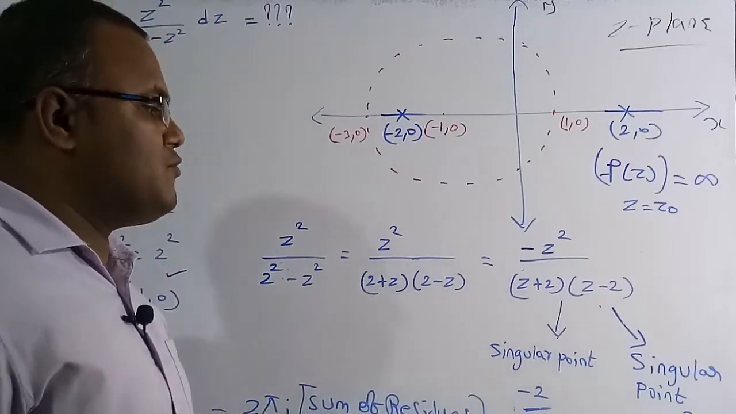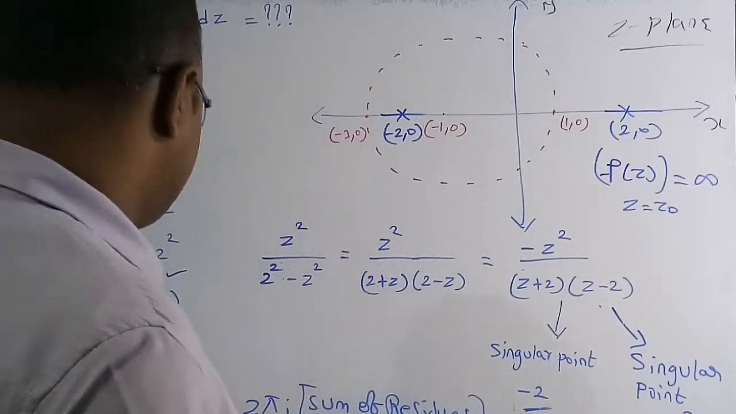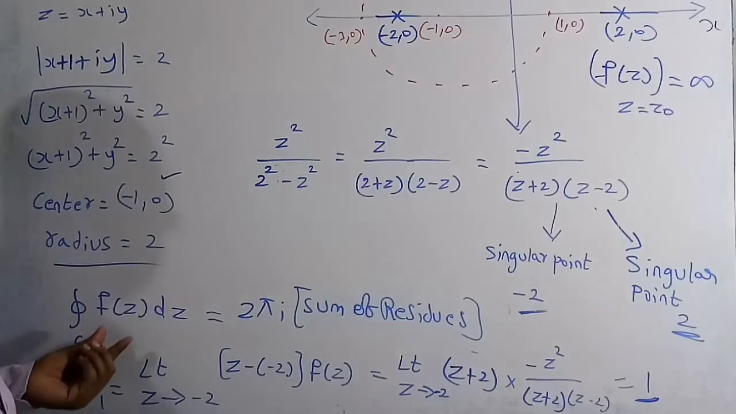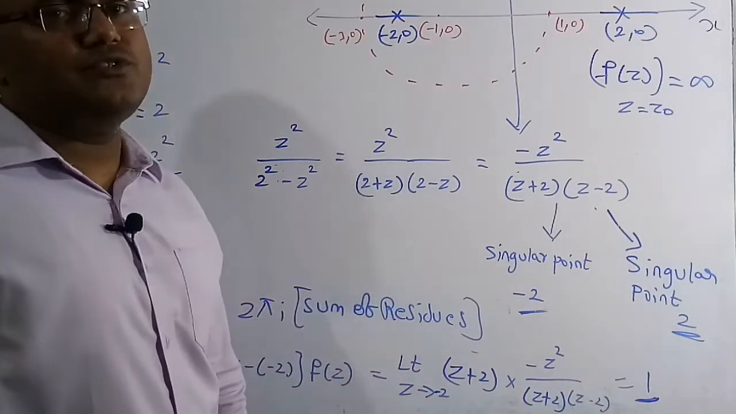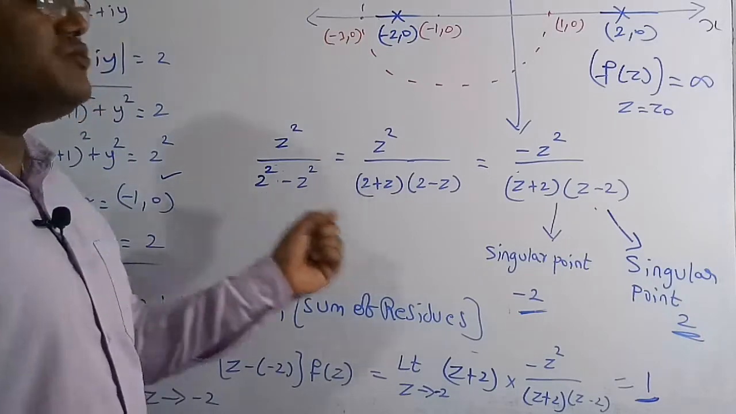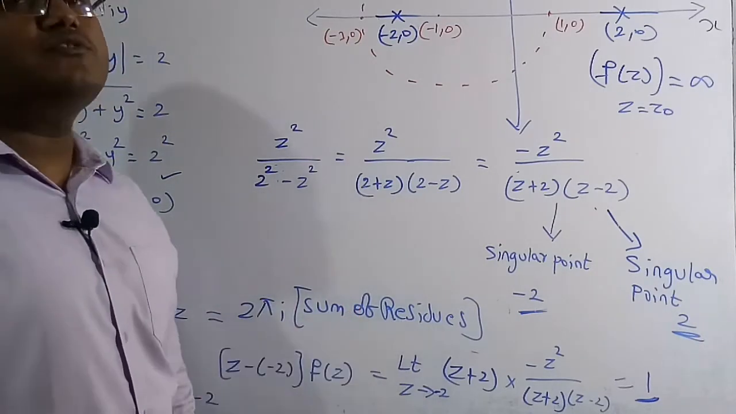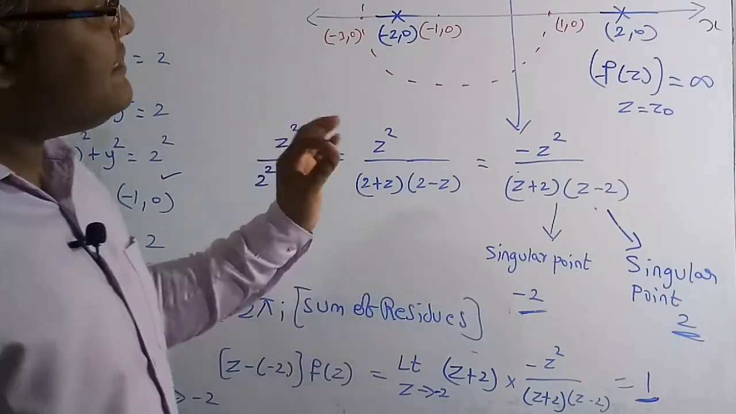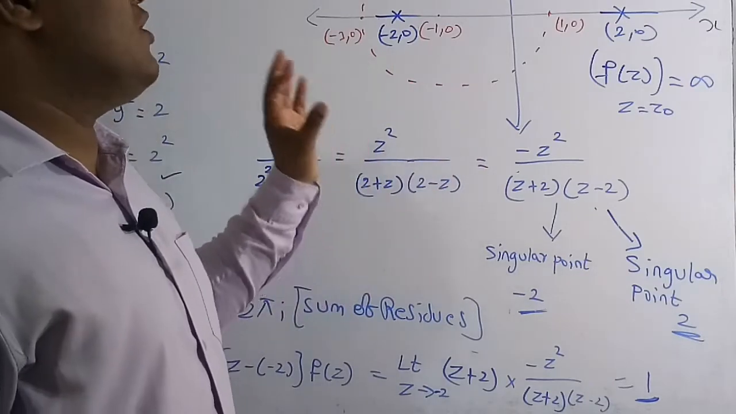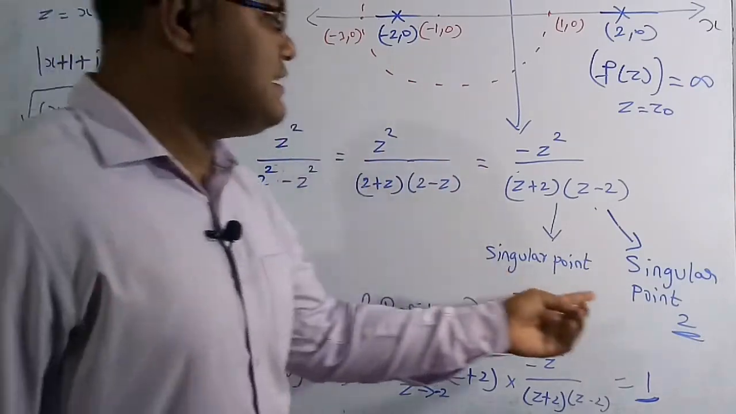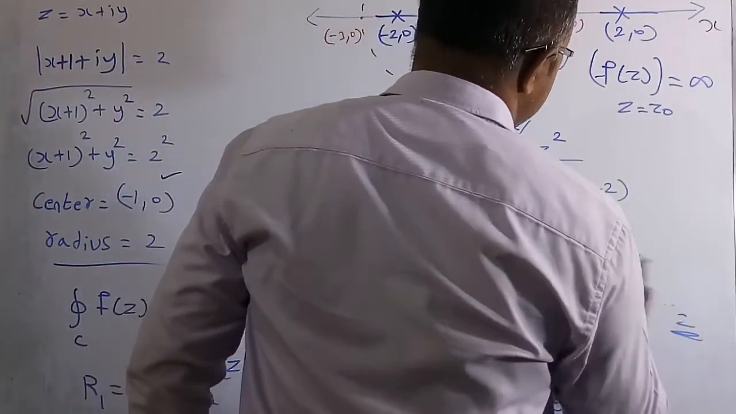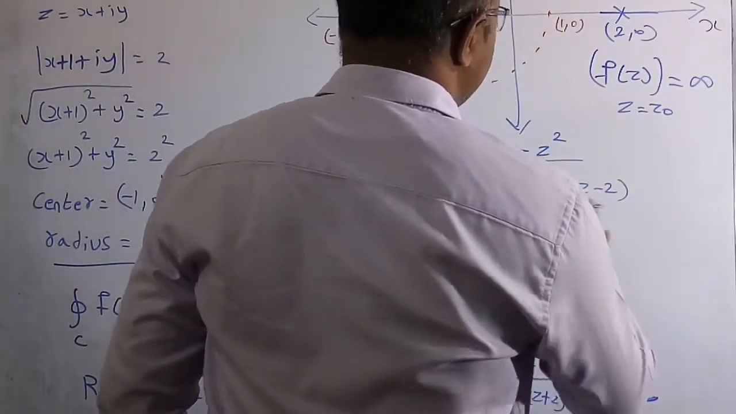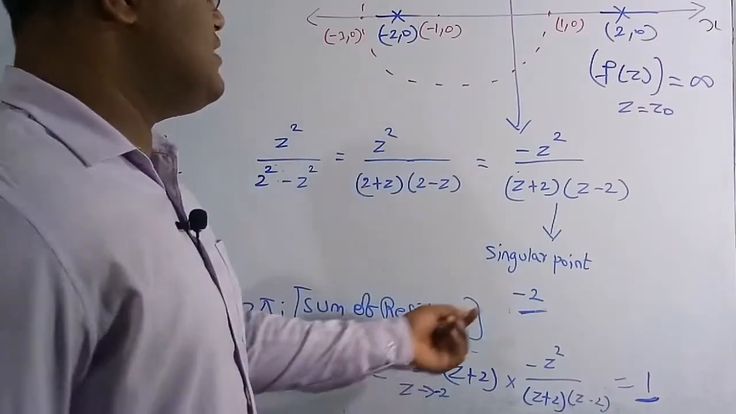So now we have to find the overall integration. The closed curve integral of f of z into dz is equal to 2 pi i into the sum of residues. This is called the residue theorem. It means we have to take only those residues whose singular points are inside that curve or contour, whereas this one is outside the contour, so you don't have to take it. Only those inside the contour we have to consider. So minus 2 is inside.